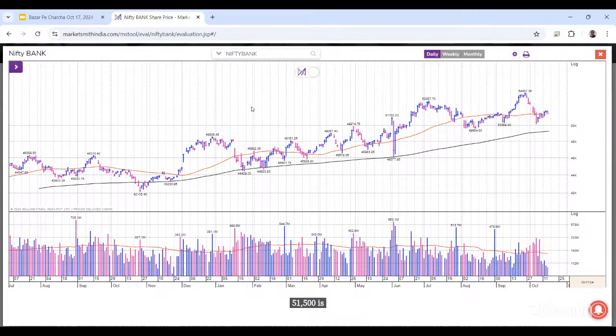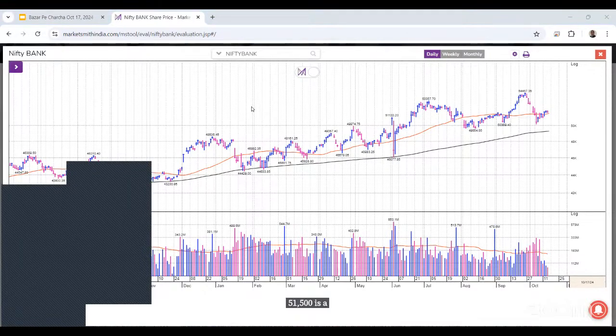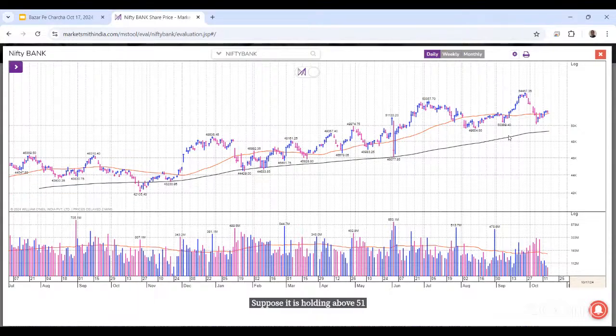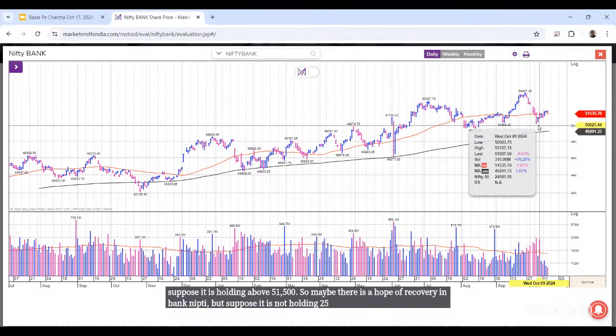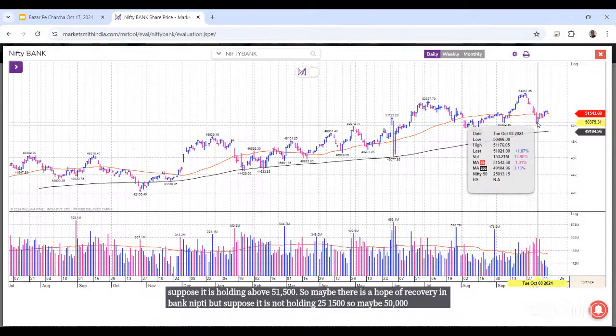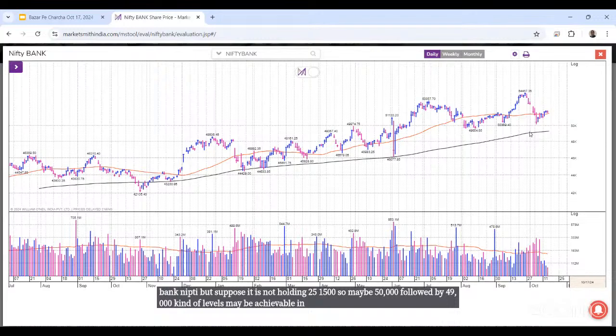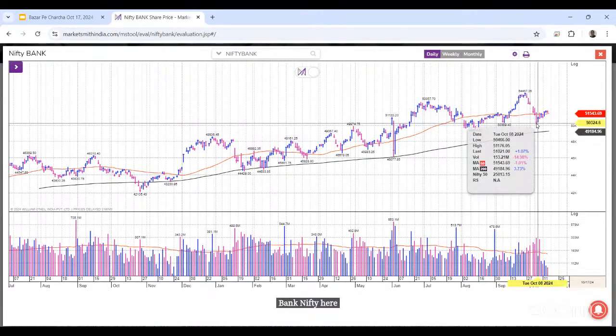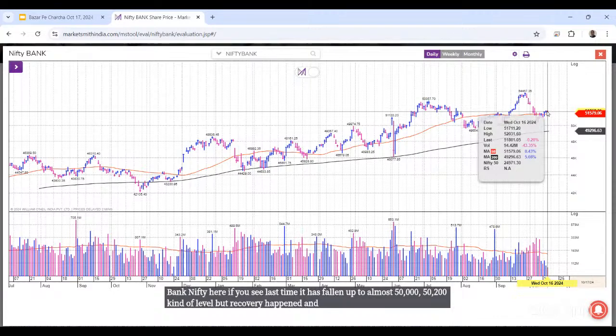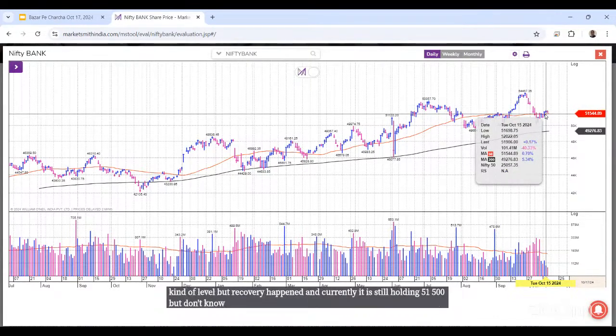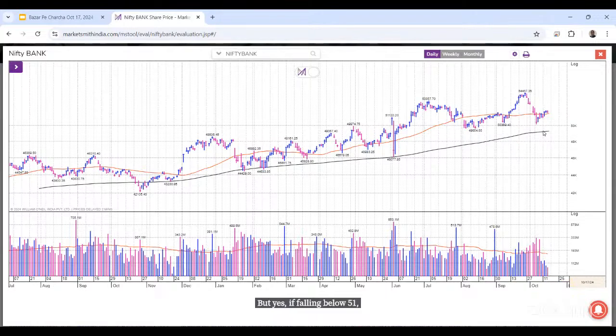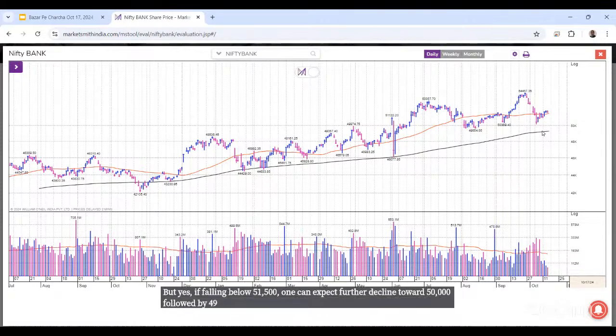51,500 is a level to watch. 51,500 is a key level to watch. Suppose it is holding above 51,500, so maybe there is hope of recovery in Bank Nifty. But suppose it is not holding 51,500, so maybe 50,000 followed by 49,000 kind of levels may be achievable in Bank Nifty. Here, if you see, last time it fell almost to 50,000, 50,200 kind of level, but recovery happened and currently it is still holding 51,500, but don't know whether it will hold or not in coming days. But yes, if it falls below 51,500, one can expect further decline toward 50,000 followed by 49,000 kind of level.